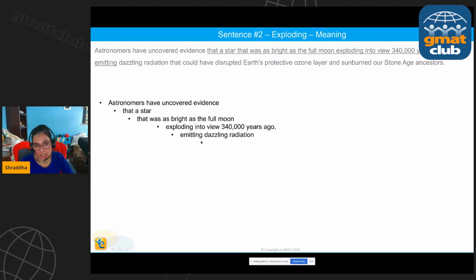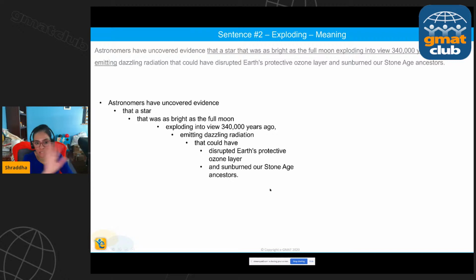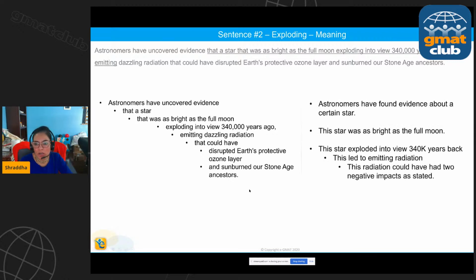Then we have the comma plus verb-ing modifier over here. Okay, so emitting dazzling radiation. Okay, so it seems to me that the sentence is trying to say that this action of explosion into view led to or resulted in emitting dazzling radiation. This radiation, because we have that over here, could have disrupted Earth's protective ozone layer and could have sunburned our Stone Age ancestors. So this is what the sentence is trying to say. However, I am not quite convinced.